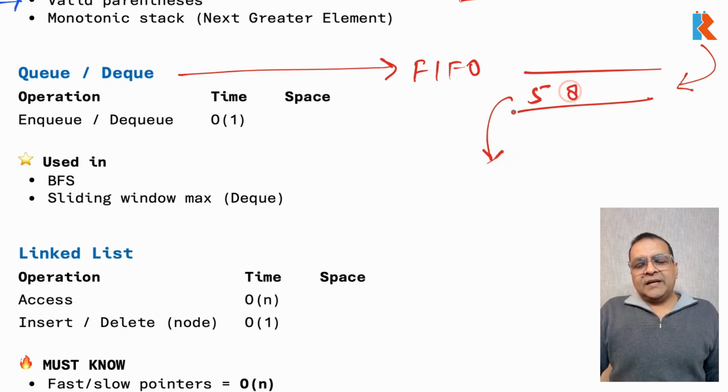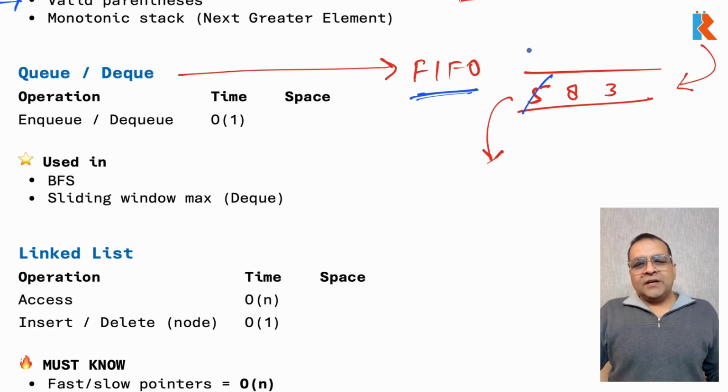If 8 comes, then 8 will be inserted. If 3 comes, then 3 will be inserted. Now, if you want to delete an element, then 5 will be deleted because it is first in, first out. 5 was the first element which was inserted in the queue. Therefore, 5 will be the first element which will be deleted from the queue.